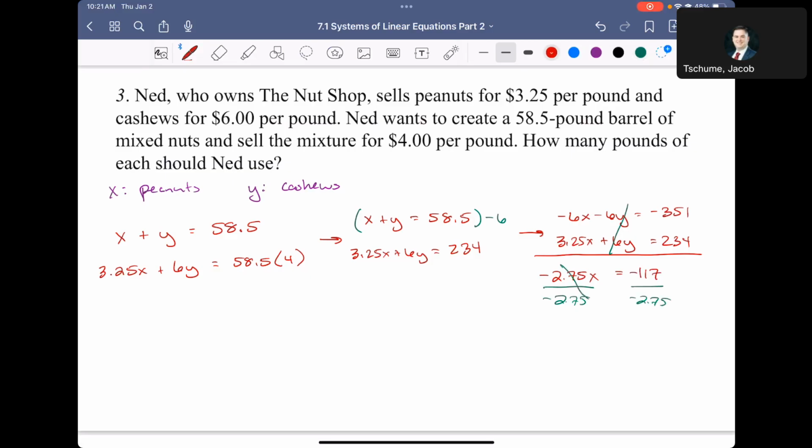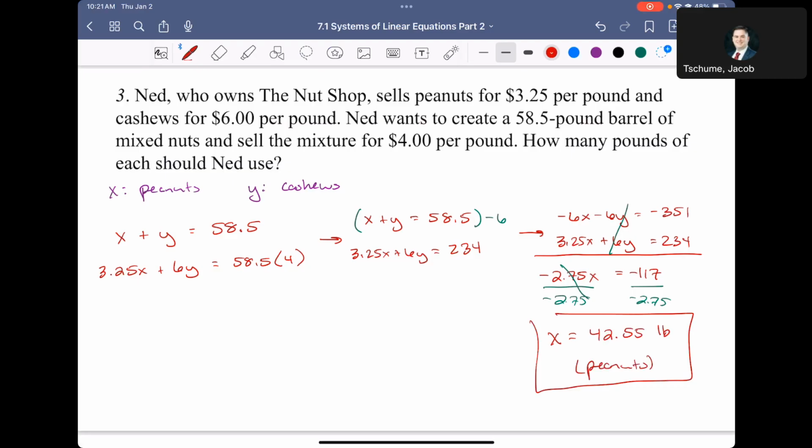So again, by all means, get your calculator out. And so X is going to equal -117 divided by -2.75, which gives me, I'm going to have to round my answer here, 42.55 pounds. And looking back at my problem, X is peanuts. So this is how many pounds of peanuts we need to use in this mixture.